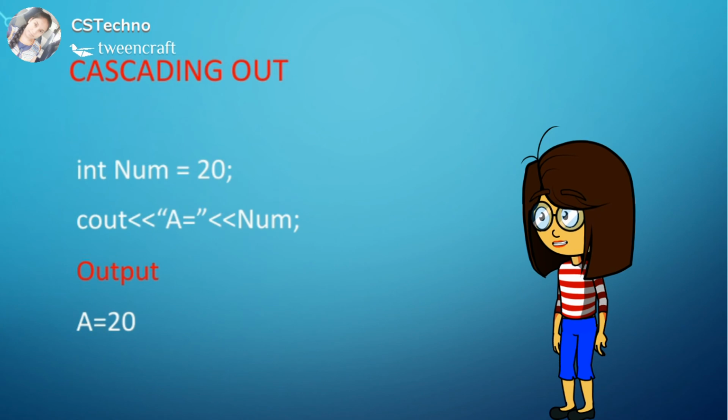This is a simple example for cascading output operators. Here the data type is int and the variable name is num. The value is also assigned by the user, which is 20. The variable num's value 20 is assigned to another variable and the output is displayed.